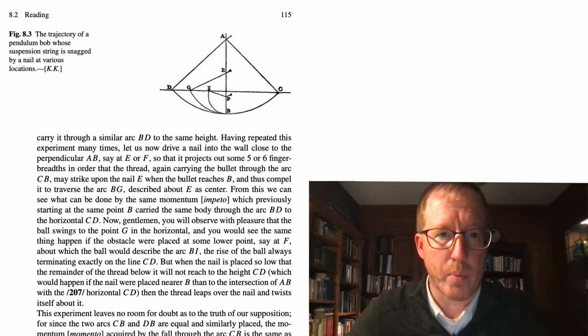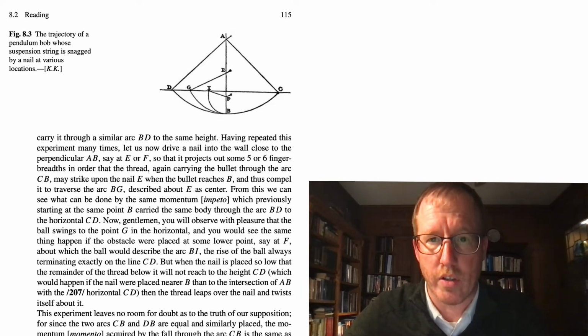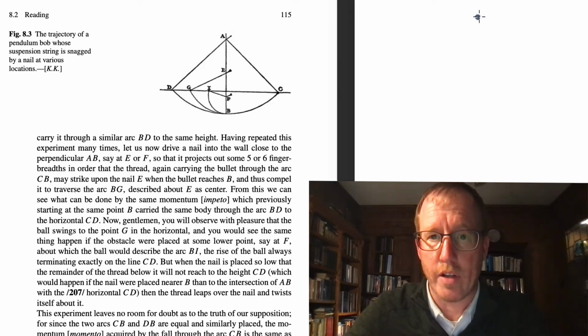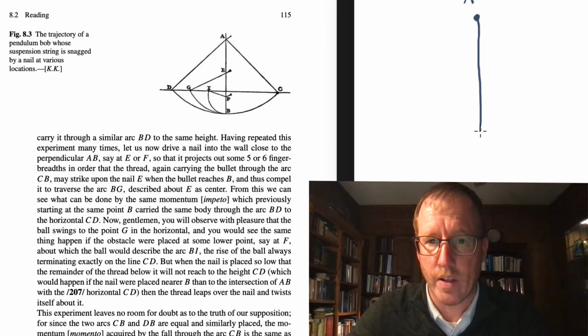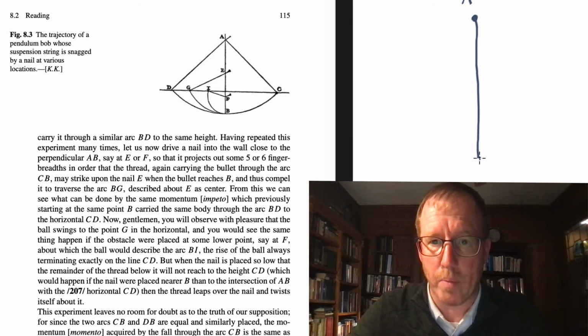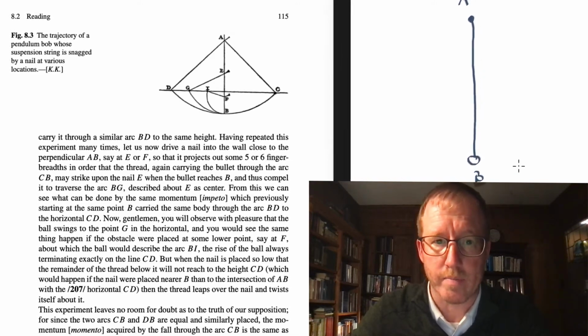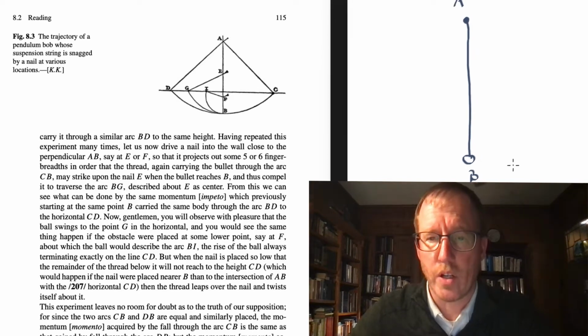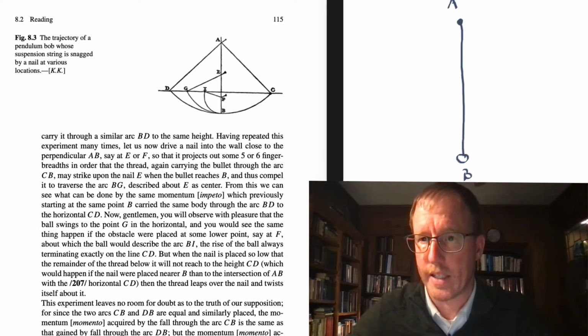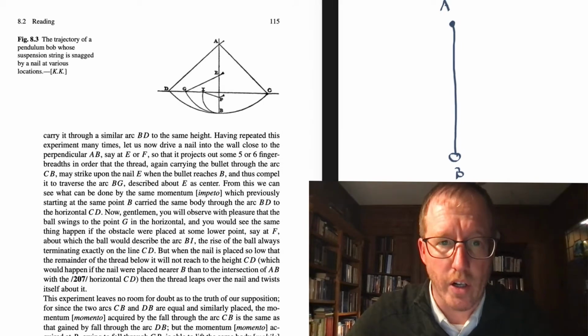In figure 8.3, he depicts the following situation. He says, imagine you have a board and you have a nail sticking out of the wall at point A. And then you have a string that is hanging down and there's a ball hanging at point B. Okay? If you were to pull this ball back and let it swing, it would swing along the arc CD.